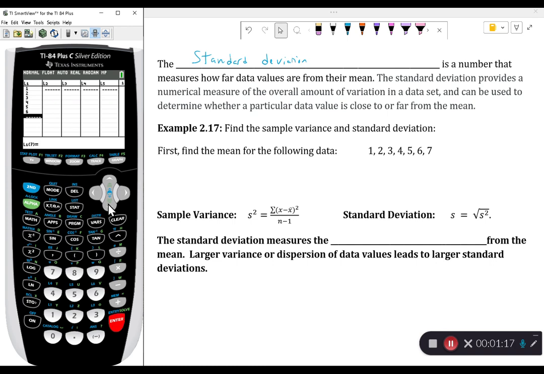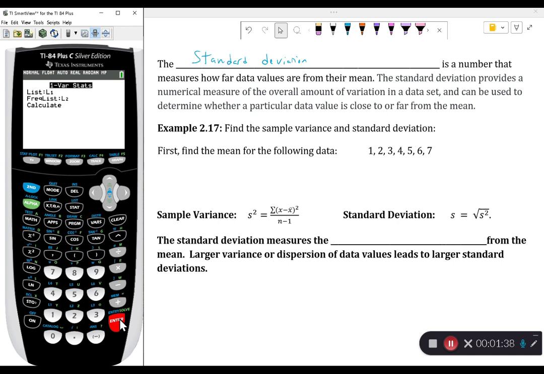This is a nice easy sample: 1, 2, 3, 4, 5, 6, 7. They're asking us to find the sample variance and the sample standard deviation, so we know that this is a sample. We have our data values listed in L1, so we can press stat, go to the right to find calculate. We're going to calculate 1-Var Stats.